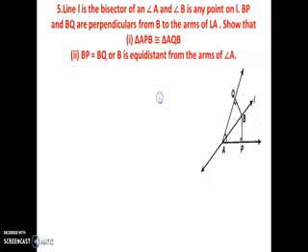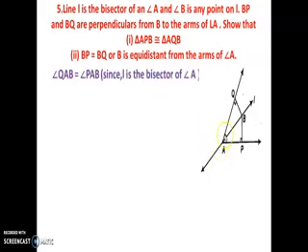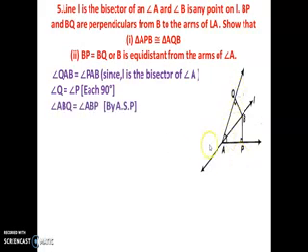Here, first we have to take that angle QAB is equal to angle PAB, since L is the bisector of this angle A, and also angle Q is equal to angle P is equal to 90 degrees. You know that it is given that BQ and BP are the perpendiculars to the arms AQ and AP, and angle ABQ is equal to angle ABP. Yes, according to the angle sum property, or otherwise, you know that L is the bisector of angle A and angle B also.